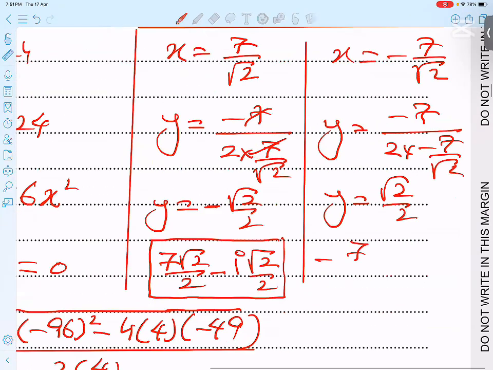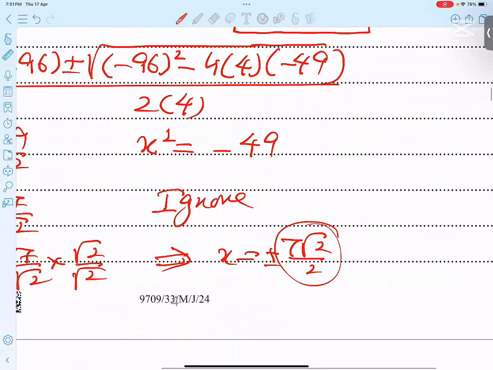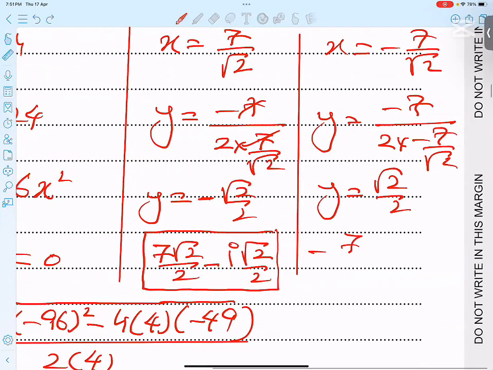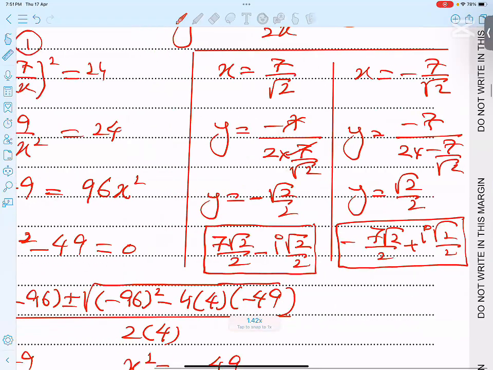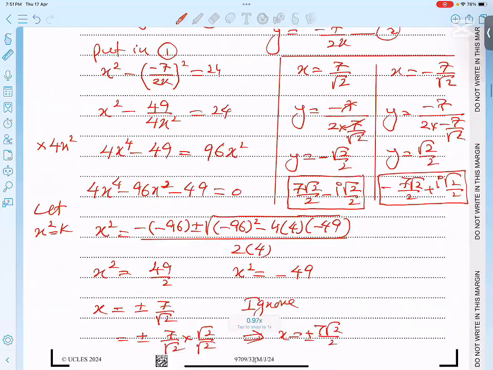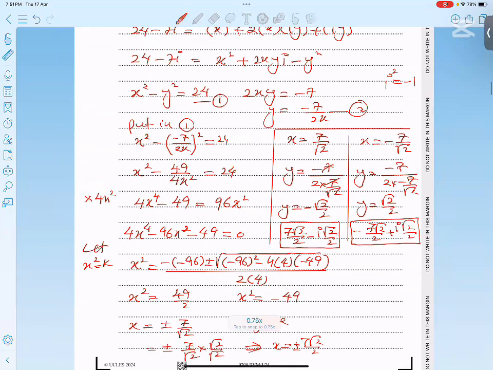Sorry, the x value is this one I'm using, not the other one. So the other one you use even, so this is better. And plus iota times root 2 by 2. And this is my second complex number. I believe you students are understanding well. This question is also clear.